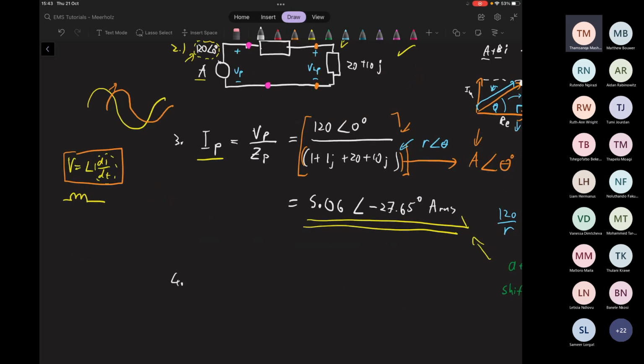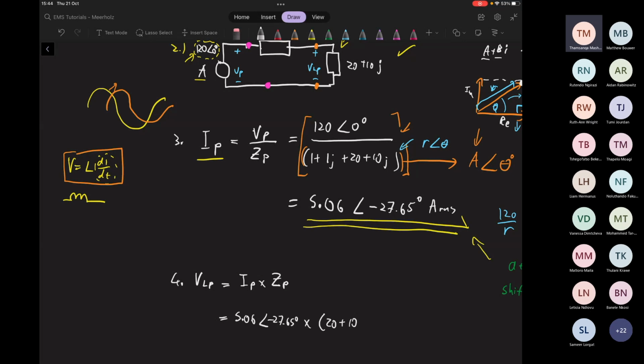So if we want to find the voltage over the load, we'll say V_LP, for the load phase, is equal to the current in that phase times the impedance of the load per phase. So I'm just writing it like that. So that will become 5.06 at an angle of minus 27.65 degrees. Okay, I'm in degrees as well. That's the thing you need to consider when you're doing these complex things. Are you in degrees? Are you in radians?